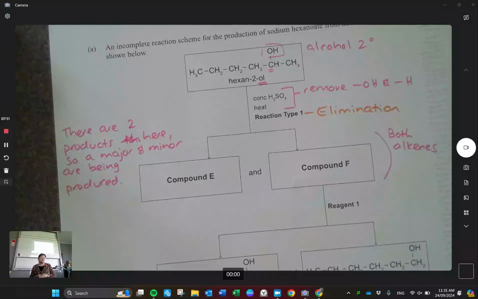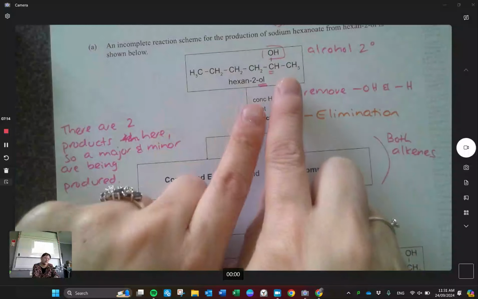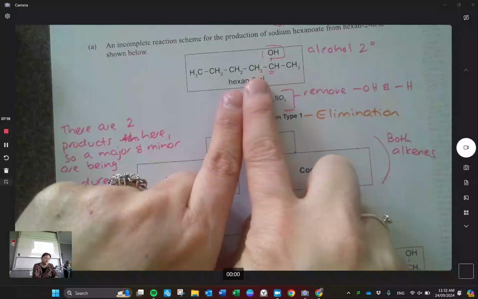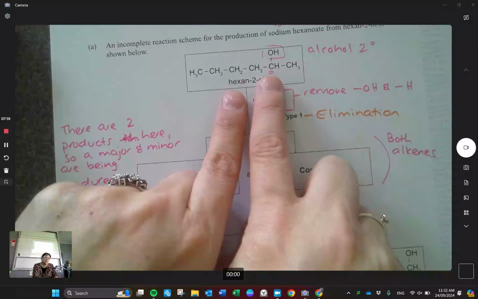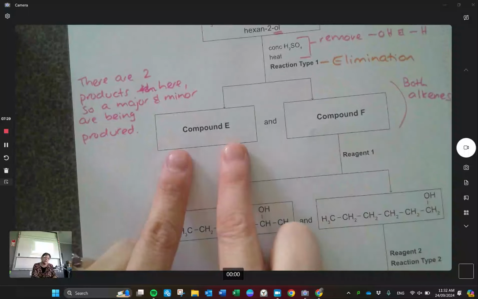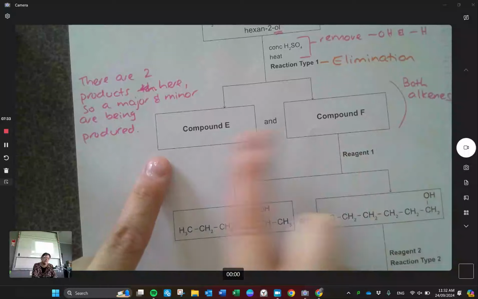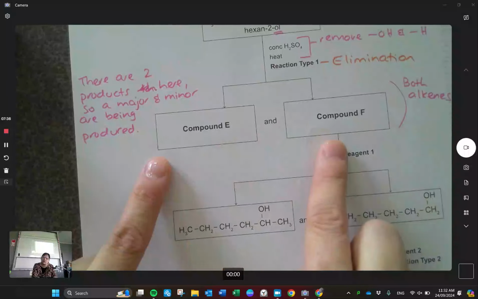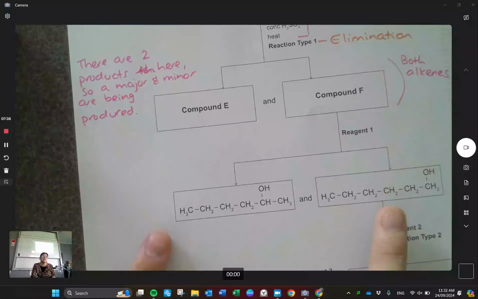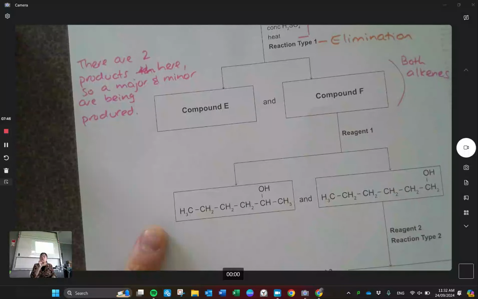Now, when I make major minor, we know we're taking this OH off and we're taking a neighboring hydrogen off, right? So the double bond can be formed between carbon 2 and 3 or 1 and 2. Do we agree on that? Yes? So I don't know which one's supposed to go for compound E and which one's supposed to go for compound F. Does that make sense? So I need to make sure I put the major and the minor in the right spot, and I actually need the rest of the question to figure that out. So we have to look at the whole question. Don't start filling things in. Look at the whole thing.